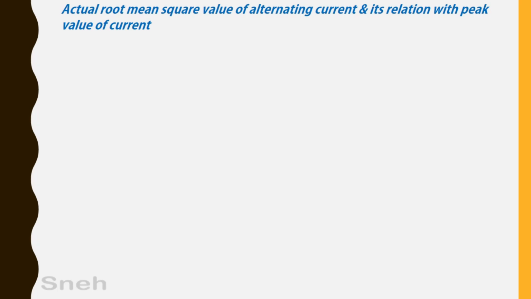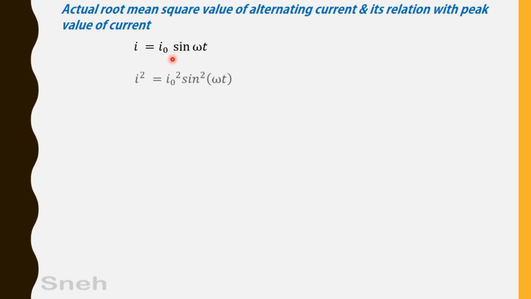For that, again I'll consider my alternating current I is equal to I0 sin omega t. I want to find the actual root mean square value, or actual RMS value. First of all, I have to go for the square, because I want to find the root, so I have to take the root of the mean value. Mean of what? Mean of the square of that. So I'll move in the opposite direction here. First of all, I'll find the square. So what is the square of this current?